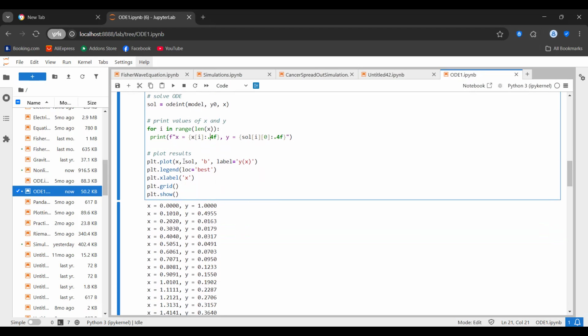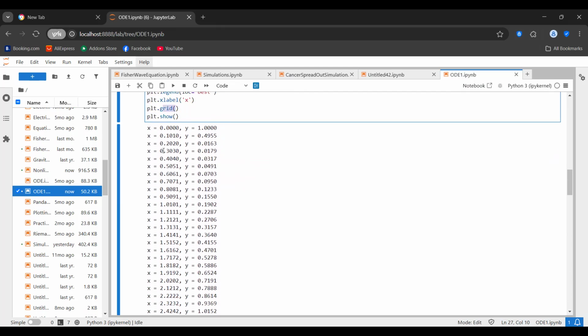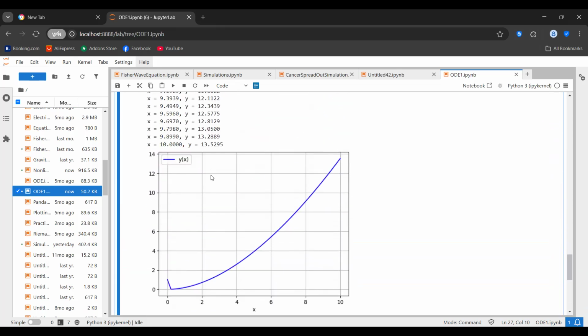So we have to plot now x and the solutions. The b here means the blue color. So we have the label y of x on the vertical y-axis. Then we have the legend. The location is the best location, meaning that there should be no overlapping. Then for the x label, we have x. Then we also have the grid. Then we have to show the plot here. So we have the x and y values here. Now, if we plot the x and y values, we have this.